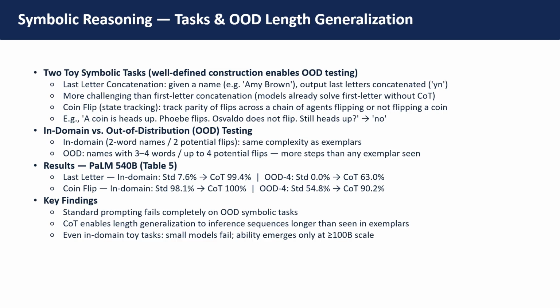Second is the coin flip task. In this task, we start with a coin in a given state. Multiple people either flip or do not flip it. The model must track the state step by step, so this becomes a sequential reasoning problem. Now the key experimental setup is that the model is trained on short sequences but tested on longer sequences. This allows us to evaluate whether the model can generalize beyond seen examples. Chain of thought helps by explicitly representing each intermediate step. So instead of guessing the final state, the model tracks the process step by step.